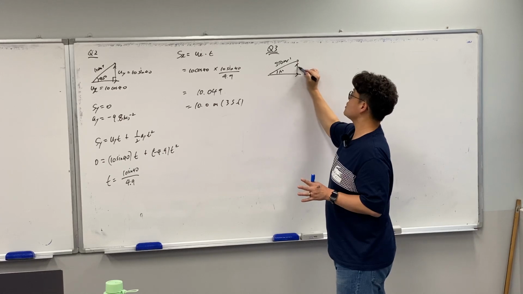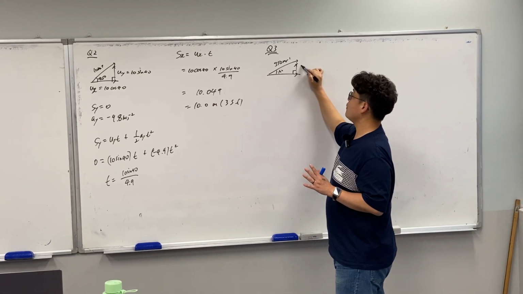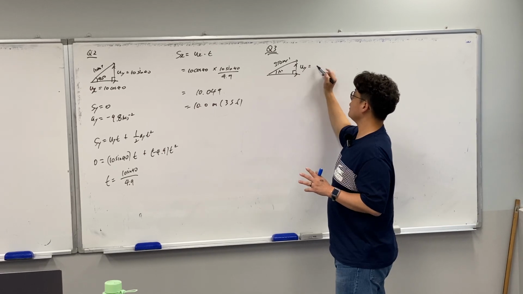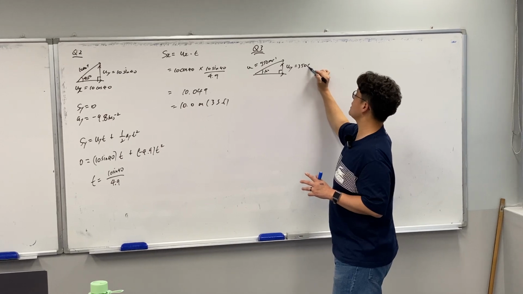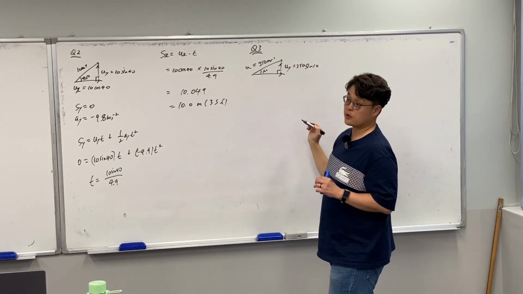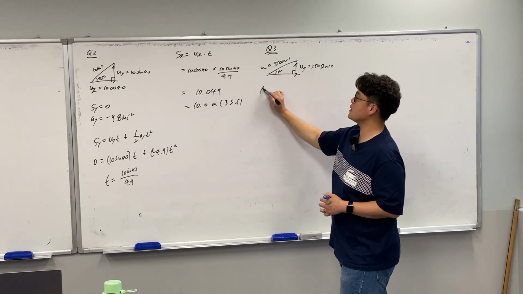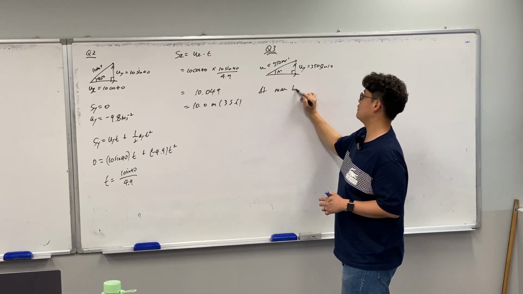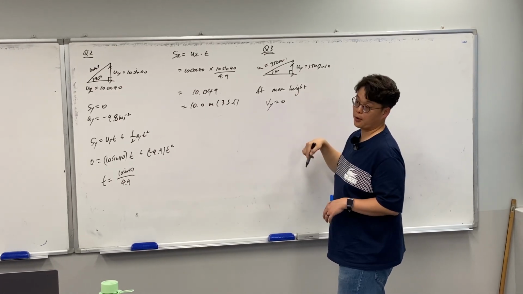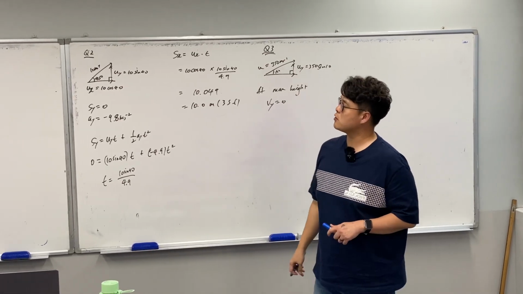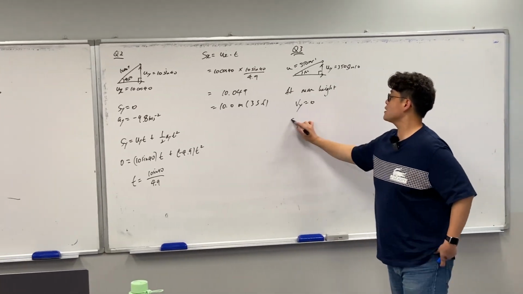Always start with the horizontal and vertical components. So for the vertical component, if that's u, uy would be 350 sine 10. That's what you get. Now, what we have to consider for the maximum height is that at the max height, Vy is always 0. From here, what do we need to find? We have to find the value of the extra height.